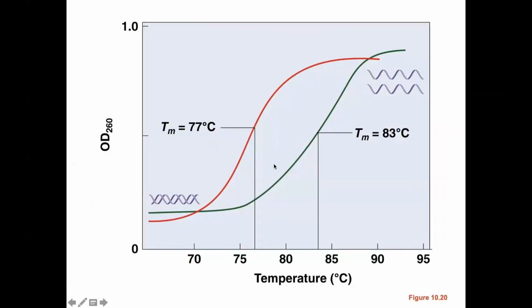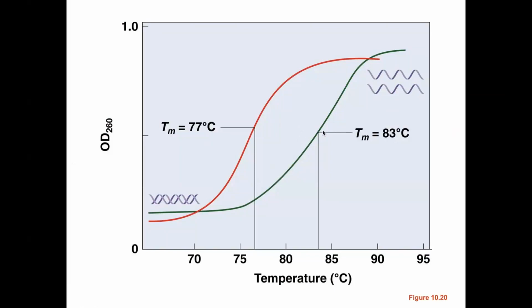So here's an example. Two different DNA samples. You see the shape of the curve. The melting curve is essentially the same for both, but they each exhibit a different TM value. In this case, 77, and in this case, 83. So why do they exhibit that difference? It looks like it took a higher temperature to melt the one sample than it did the first sample, the 83 versus 77. So why did you need more energy? Why did you need more heat?